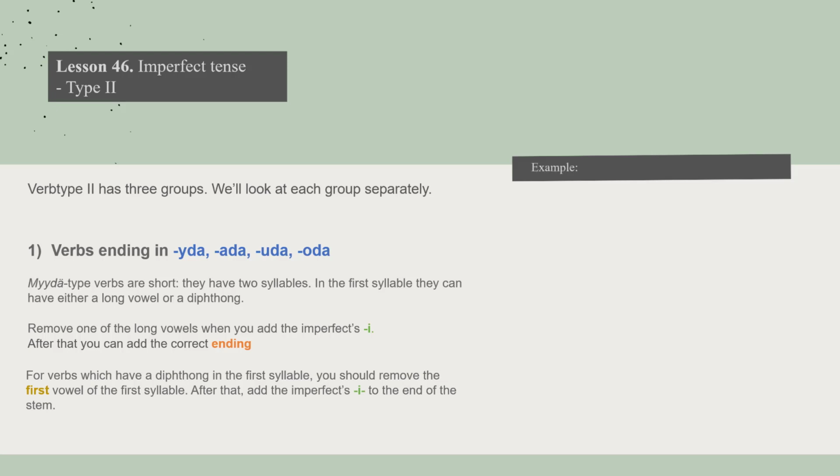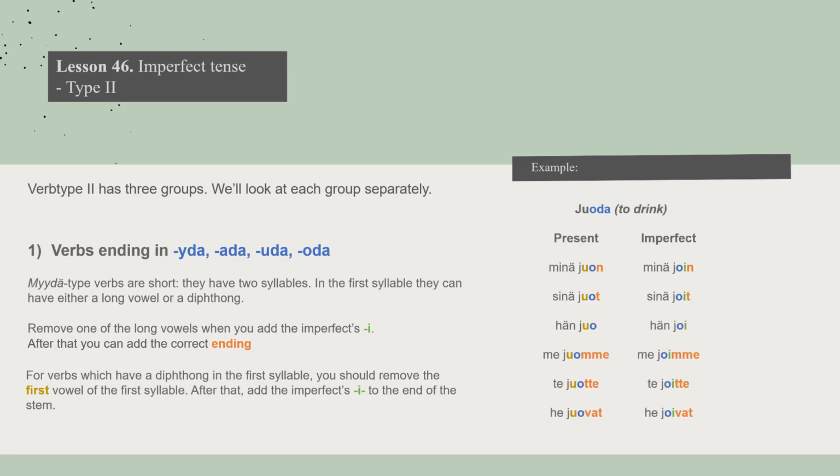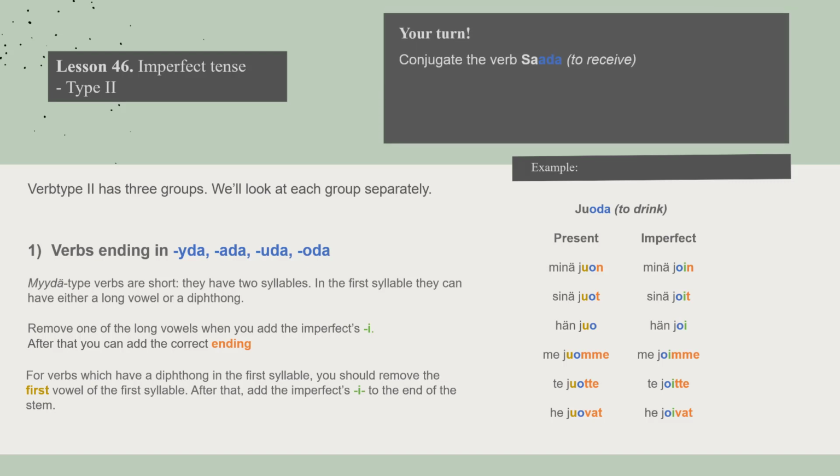Here is one example. Minä juon. Minä join. Sinä juot. Sinä joit. Hän juo. Hän joi. Me juomme. Me joimme. Te juotte. Te joitte. He juovat. He joivat. Now it's your turn.